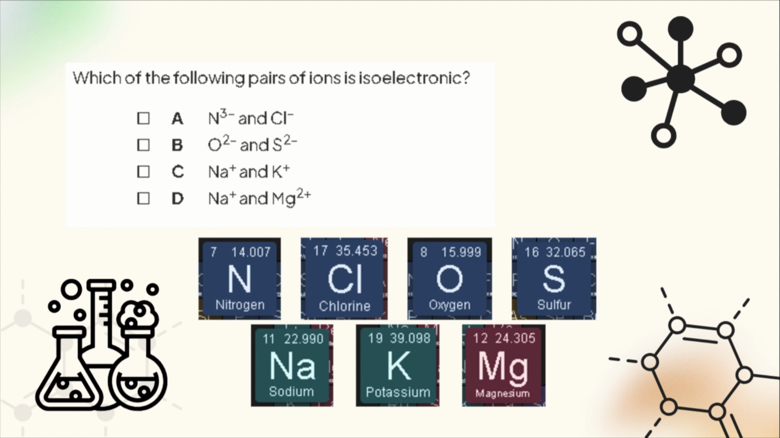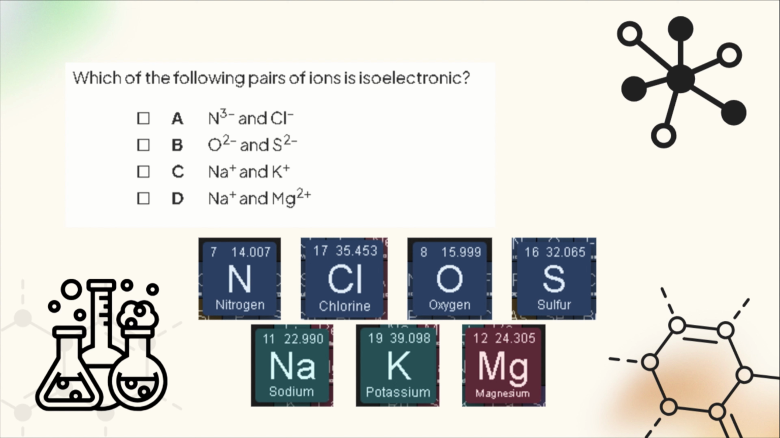Original nitrogen has 7 electrons. 7 plus 3 is 10 electrons. And chlorine has 17, and it has gained a single one, so it will be 18. So it's not isoelectronic. And oxygen has an original 8, and it has gained 2, which means 10. Sulfur has 16, has gained 2, which means it has 18. 18 and 10, not the same.